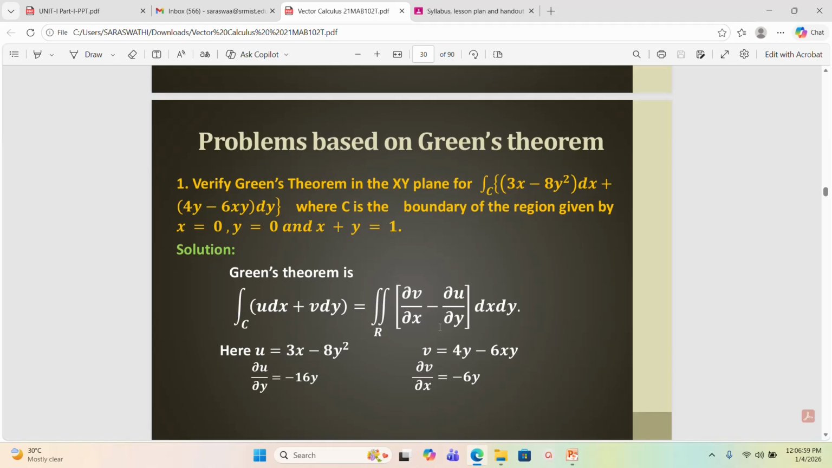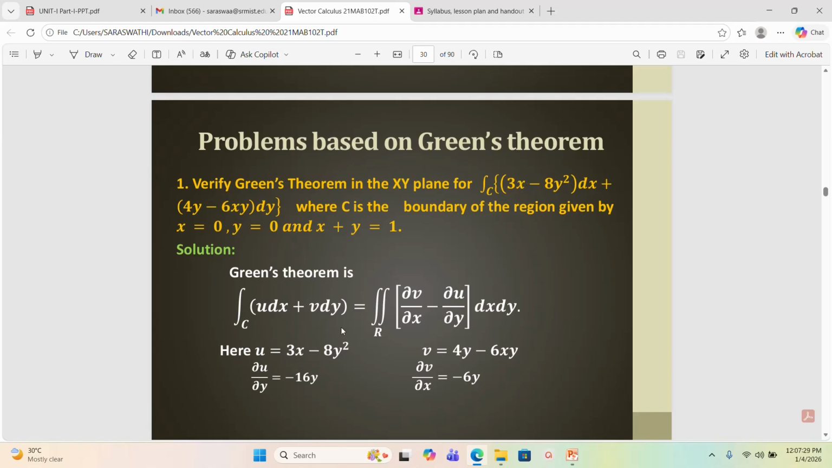Now the formula for the Green's theorem: the integral over C means the relation between the line integral and the double integral. The integral over C of u dx plus v dy, which is a single integral, a line integral, is equal to the double integral over R of (∂v/∂x minus ∂u/∂y) dx dy.